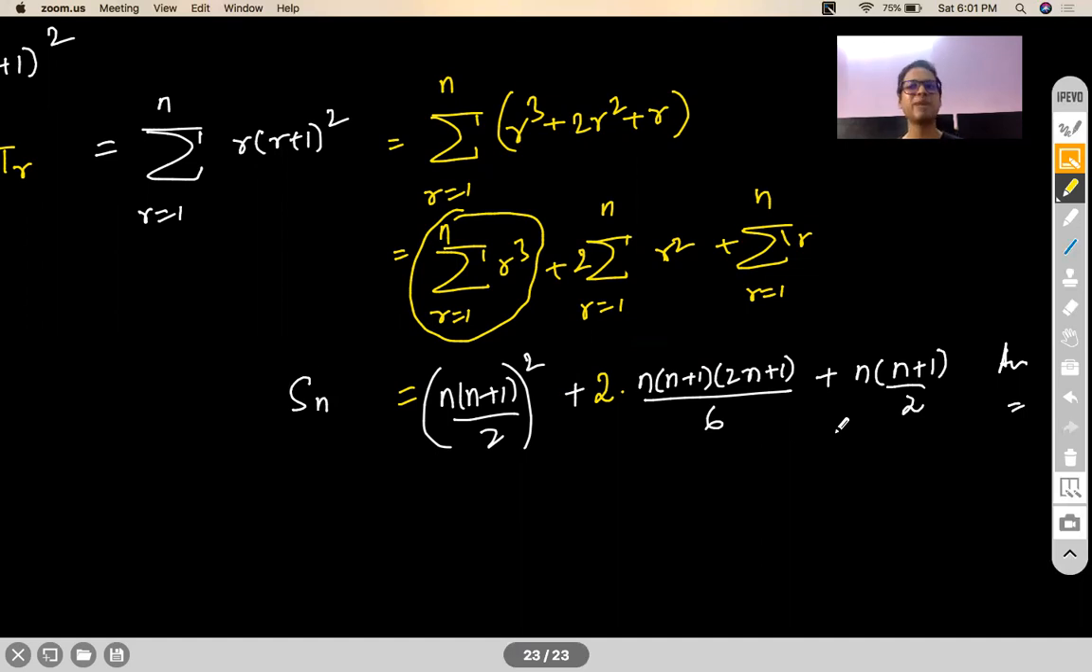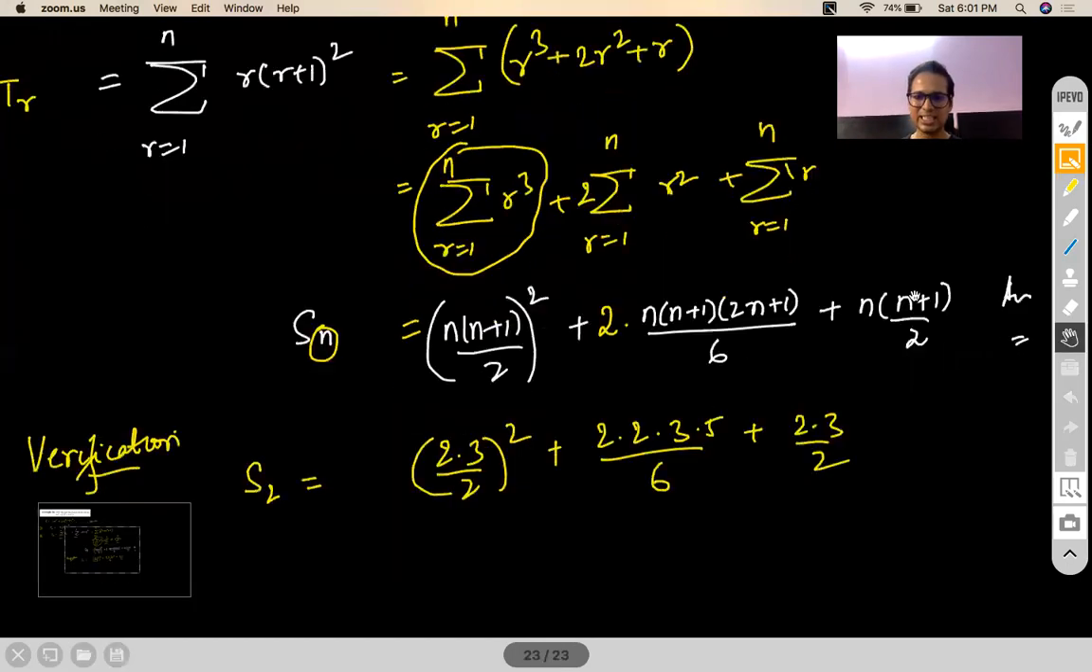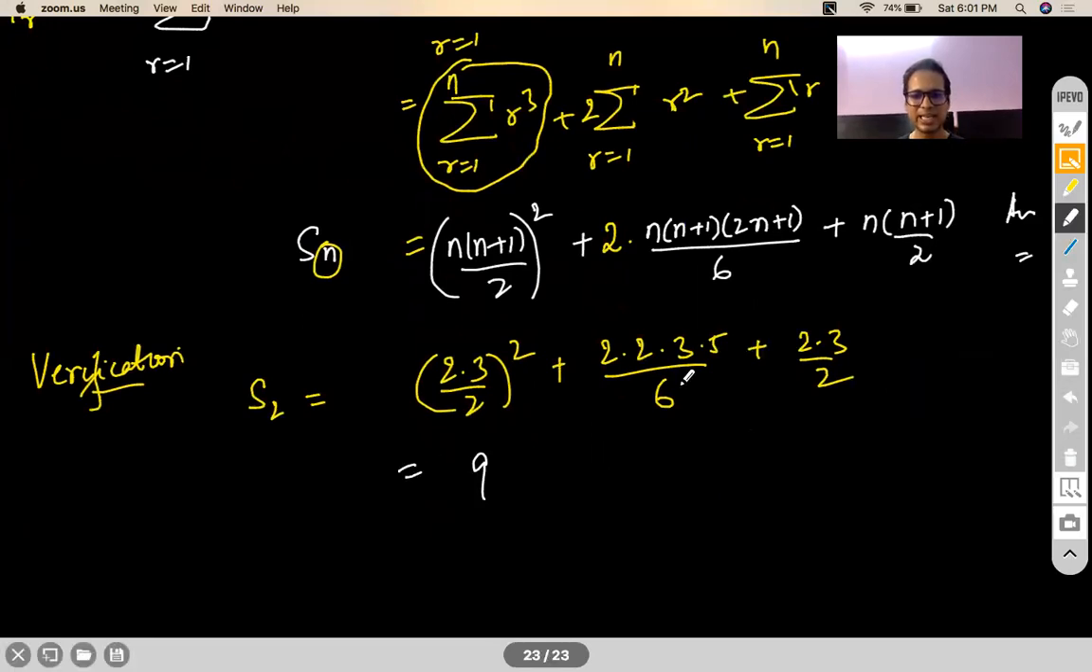But yes, one thing that I'm going to advise you is to always do a verification. Okay, how am I sure that this answer is correct? Verification. What I'm going to do is, instead of n, I'm going to put a 2. So if I put a 2, let's see what result I get from here. So 2 into (3/2)². This is 2 into 2 into 3 into 5/6. This is 2 into 3/2. Correct. Let's check what I get. This is nothing but 9. This is nothing but 10. And this is nothing but 3.